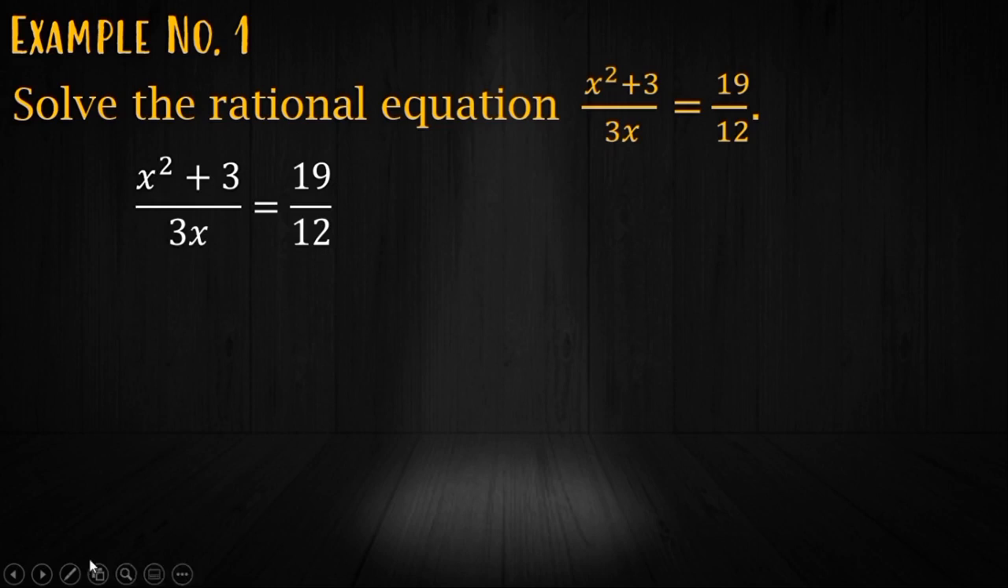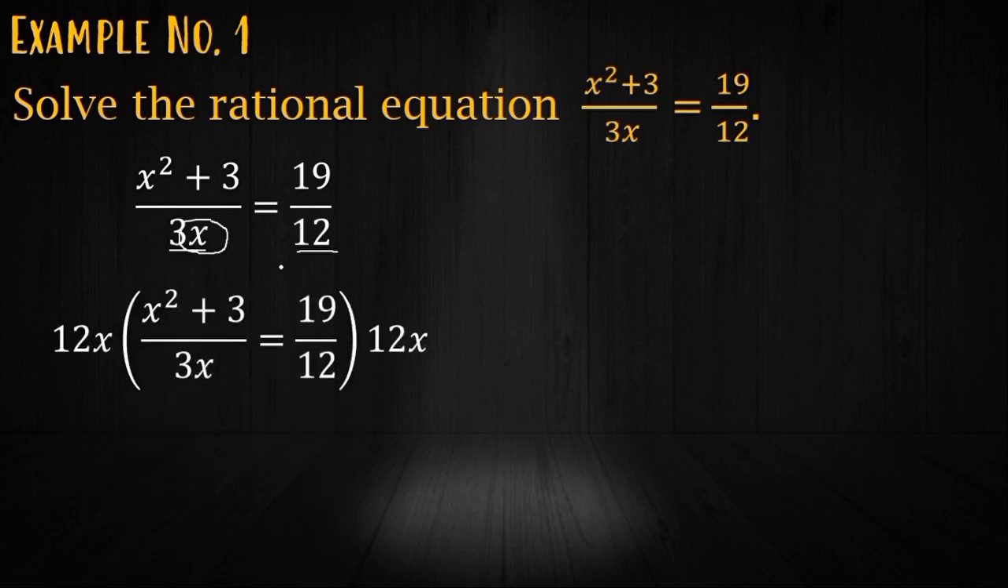Our denominators are 12 and 3x. So we're going to look for the LCD of these two. The LCD of 3 and 12 is 12. And since we have x here, the LCD now becomes 12x. And you'll multiply this 12x on both sides of the equation. So let's do that by distributing.